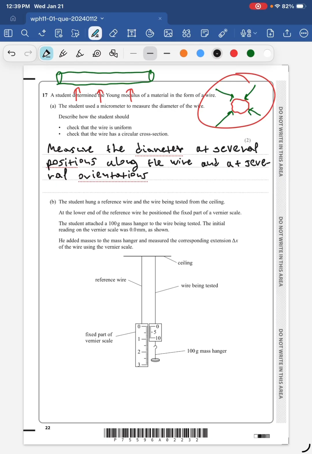The student hung a reference wire and the wire being tested from the ceiling, okay? At the lower end of the reference wire, he positioned the fixed part of a vernier scale. The student attached a 100 grams mass hanger to the wire being tested. The initial reading on the vernier scale was 0 millimeters as shown, okay? I mean, they mean this part, I guess. He added masses to the mass hanger and measured the corresponding extension delta X of the wire using the vernier scale. Cool.